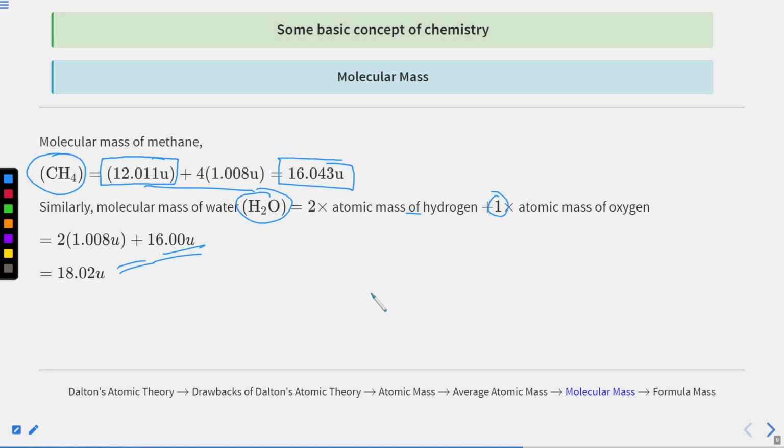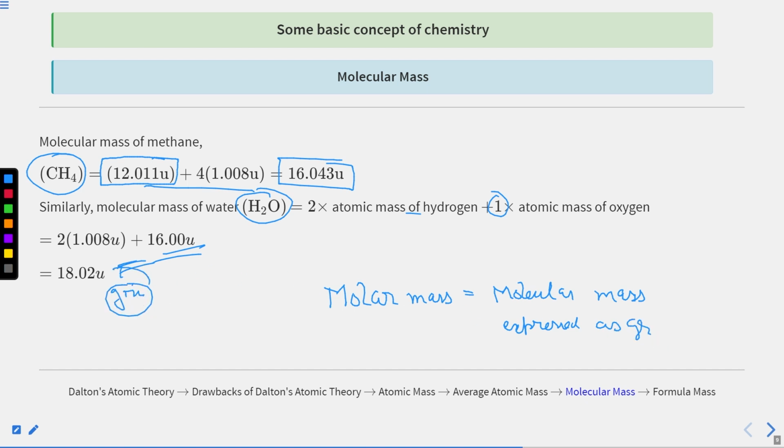Now there is one more term that comes often. We will study it in the next class, that is molar mass. What is molar mass? Molar mass is molecular mass expressed as gram. We can call gram per mole as U also. You will study more about molar mass, but for now I'm giving you a way to calculate it. It is nothing but molecular mass that is expressed in grams.